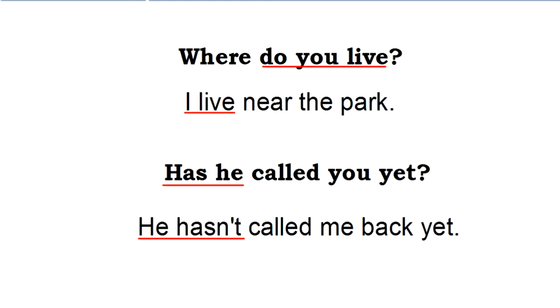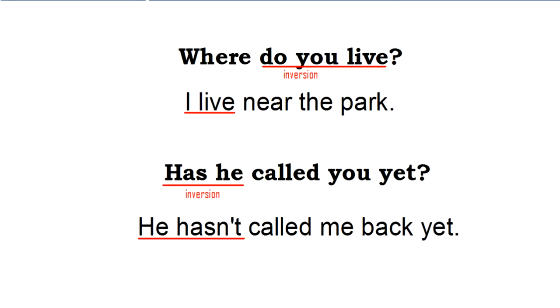And this change is called inversion. It's a switching. In other words, the subject and the auxiliary trade places. And when a speaker says that and the listener hears that, we understand it's not a statement, it's a question.